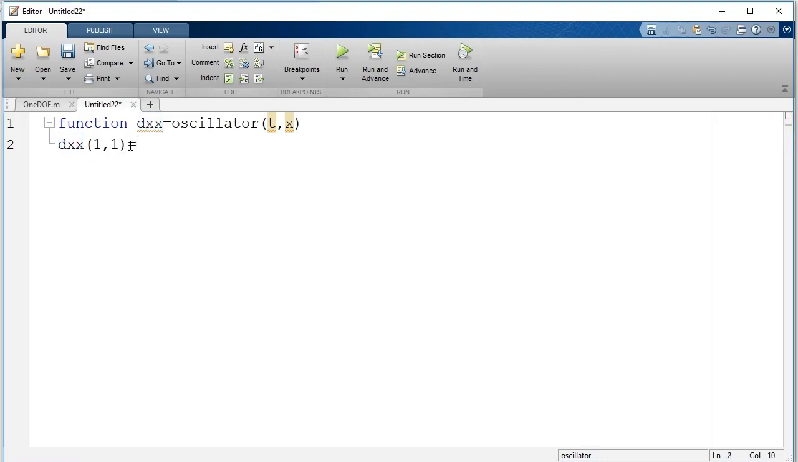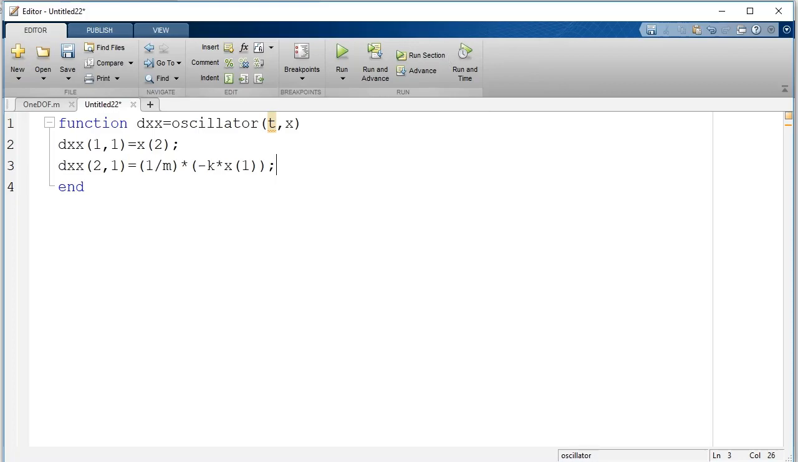So this is equal to x2, and then we have the second row and first column. So dxx21, this is equal to 1 over m times minus k times x1. And that's basically our function. So let me put a semicolon here.